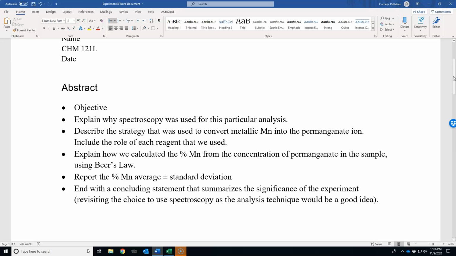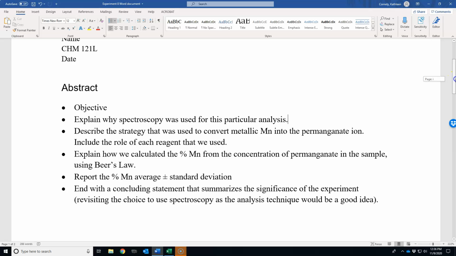And then you should conclude with some kind of concluding statement that summarizes the significance of the experiment. And a really good choice, I think, to do this would be revisiting the choice to use spectroscopy as the analytical technique that we used to determine the manganese in steel wool.